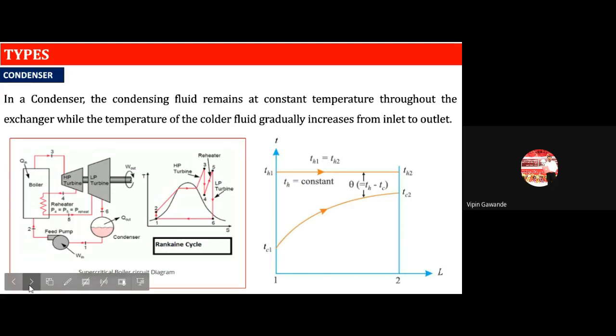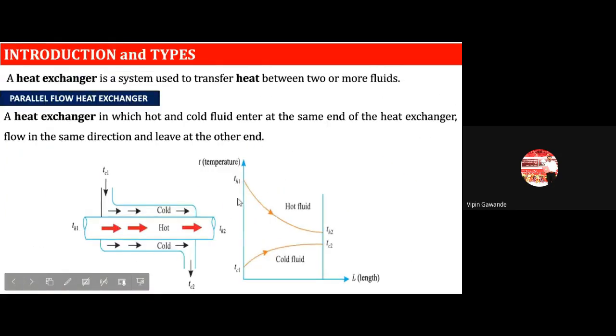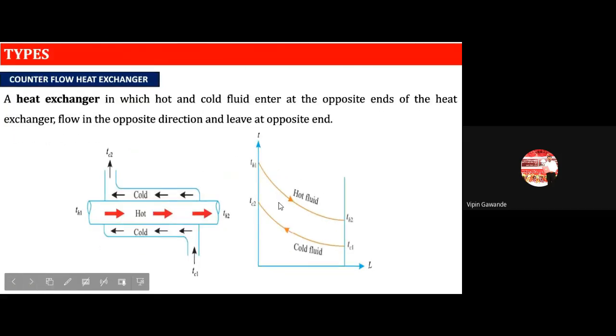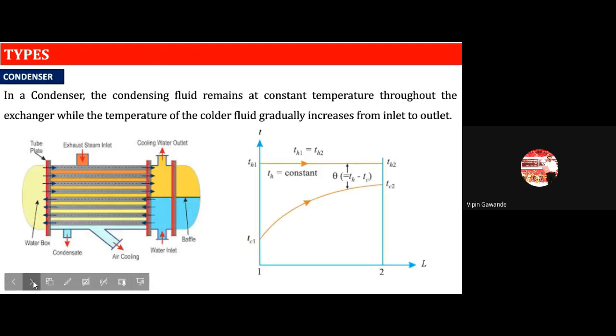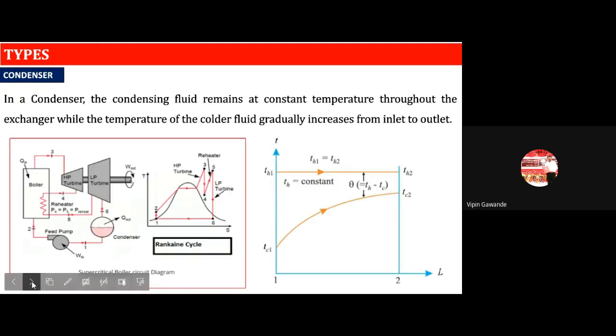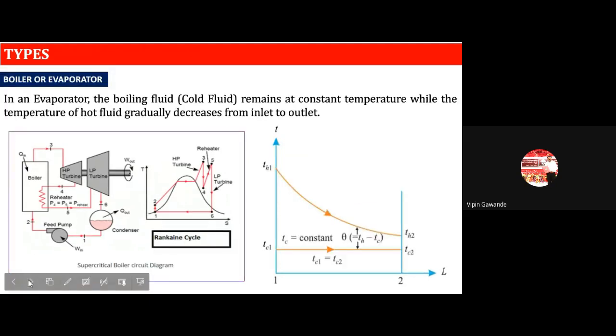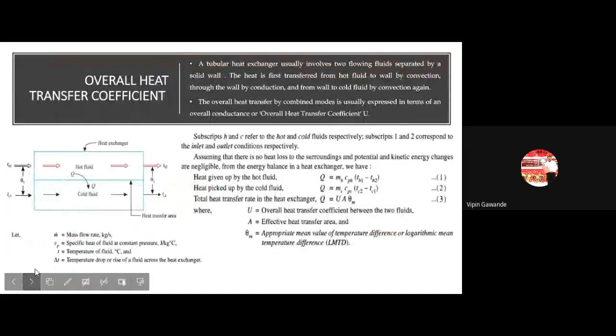So we have seen 4 diagrams. One is for the parallel flow heat exchanger, another is for the counter flow heat exchanger, then we have the condenser, and the last one is the evaporator. On these 4 diagrams, they have asked many questions in the GATE examination.